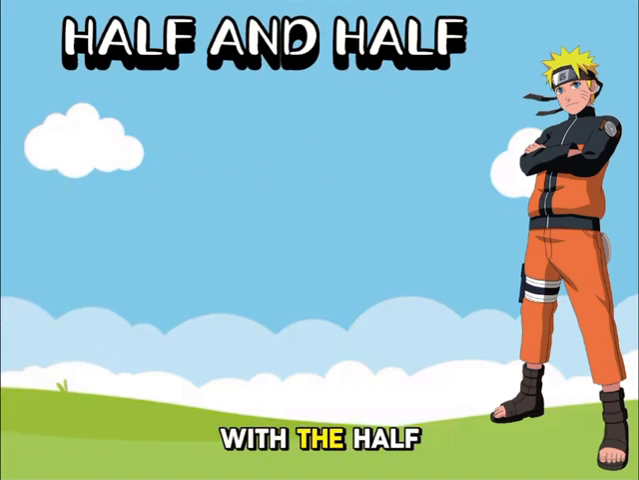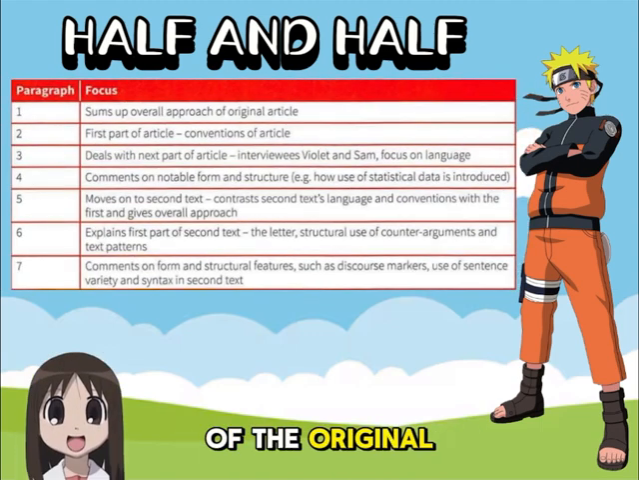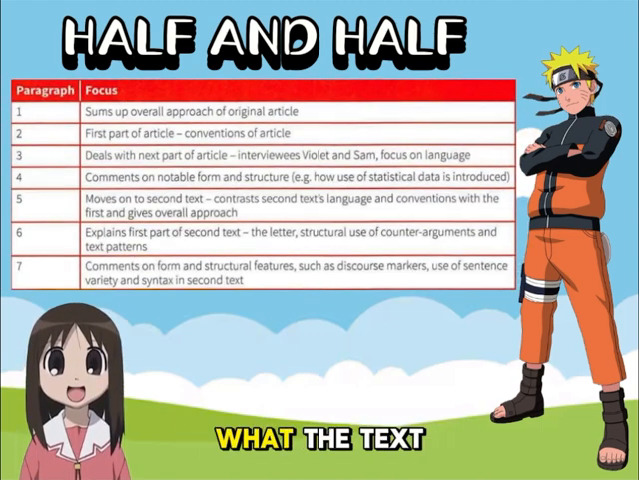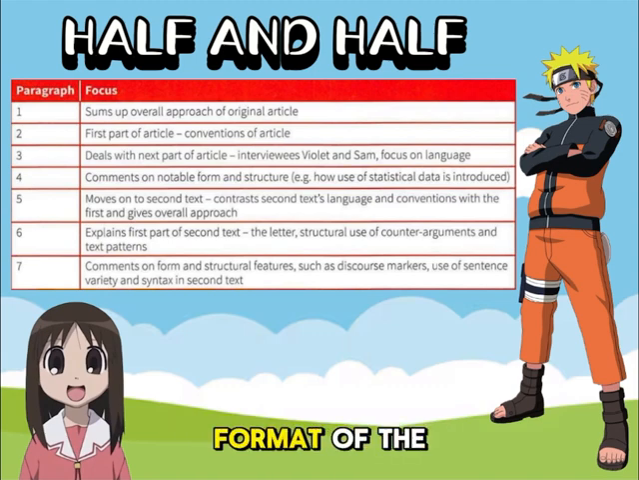Let's start off with the half and half method. You will use your first paragraph to give a summary of the original article. It will cover what the text set out to do and the context of the article. Paragraph 2 will go over the basic conventions of the article. This includes taking into account the structure and format of the article along with basic grammar practices. Paragraph 3 will focus on the language and lexis used in the piece. What tone do the words give off? And why are they trying to give off that tone?